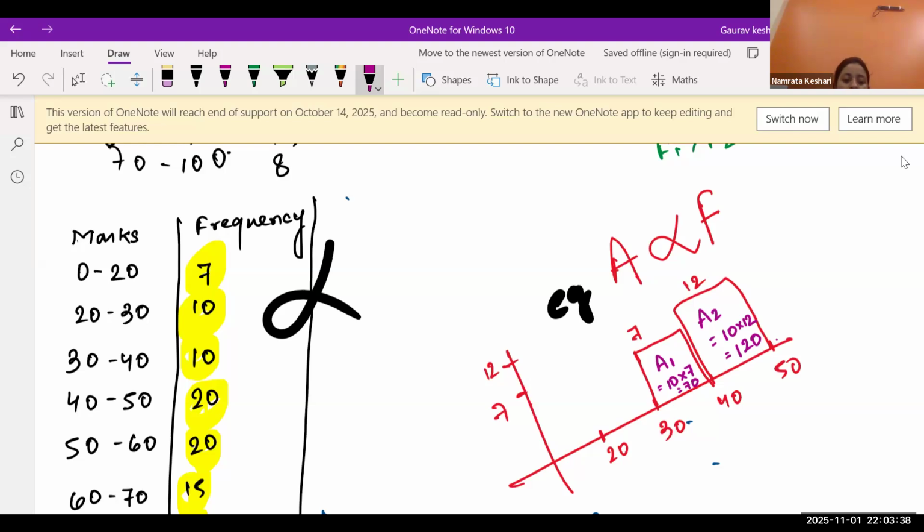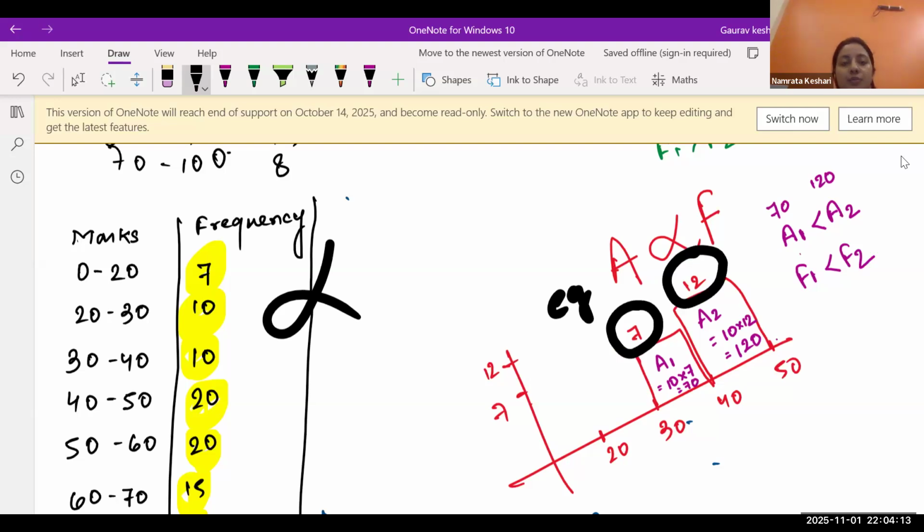I'm saying that here area is proportional to frequency, which means can you see that our area A1 is smaller than the other area? This one is 70 and this one is 120. Can you see it is smaller? Yeah, ma'am. That means this frequency F1 needs to be smaller than F2. Is it getting fulfilled? Yes, it is smaller.